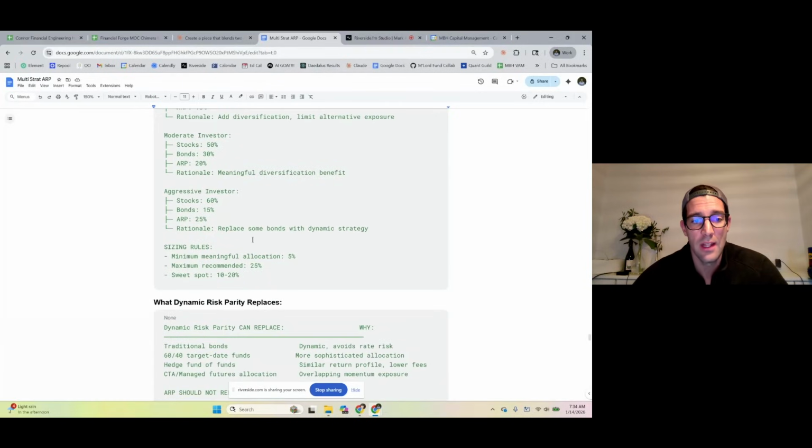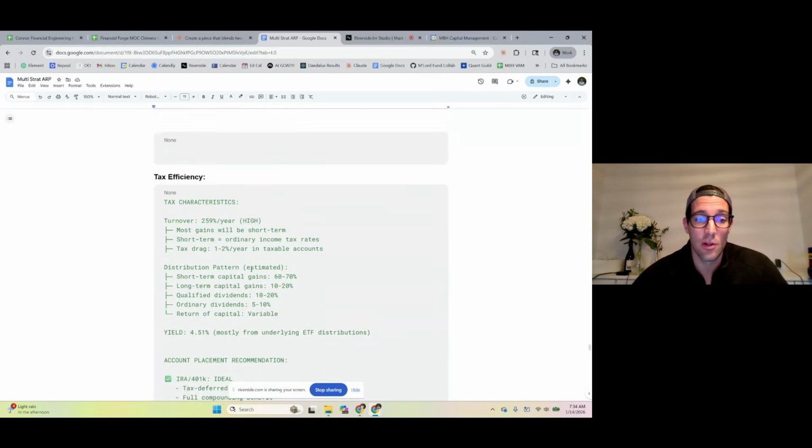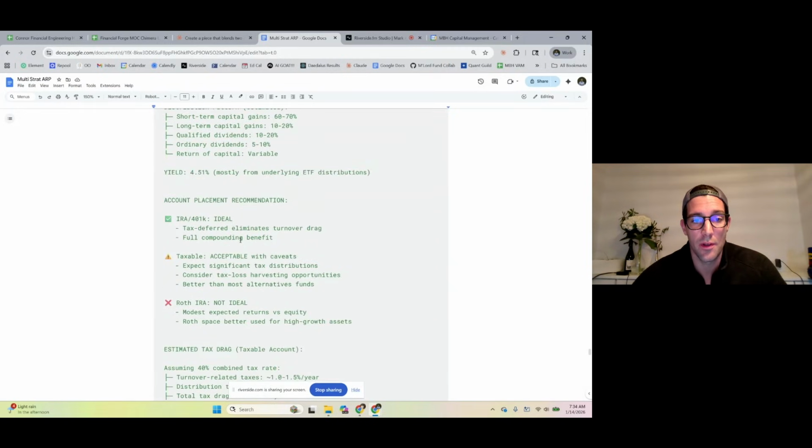So I just wanted to give a little understanding around risk parity and basically what it can do. You're going to get a little more tax inefficiency with what you're doing. This is really good for an IRA or 401k.